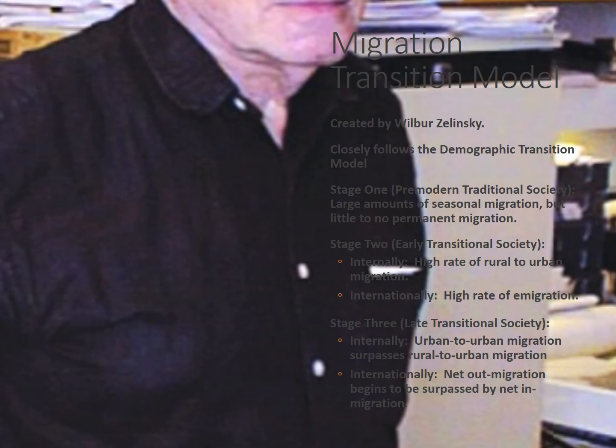Stage two is early transitional society. This is where you have internal movement, a high rate of rural to urban migration. Okay, this is happening all across sub-Saharan Africa, for instance, all across Asia. People are moving into the cities. Why? Because these cities are where industry is taking place. Cities are where people can get a better job.